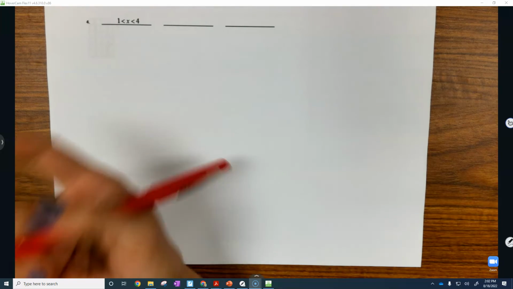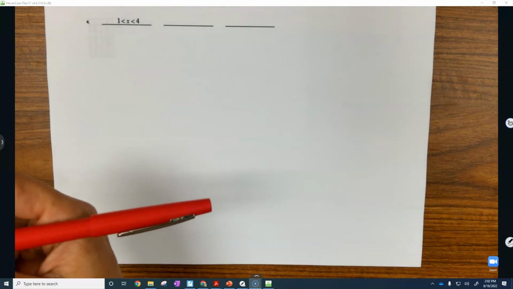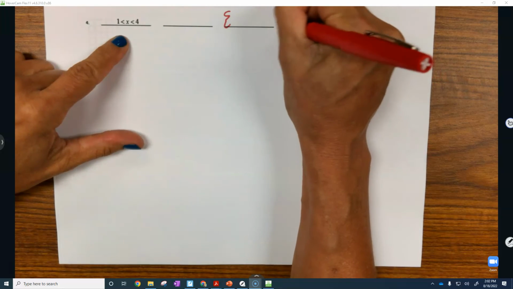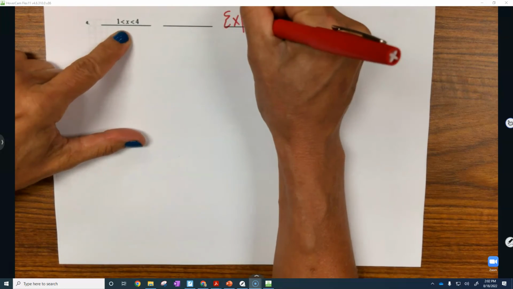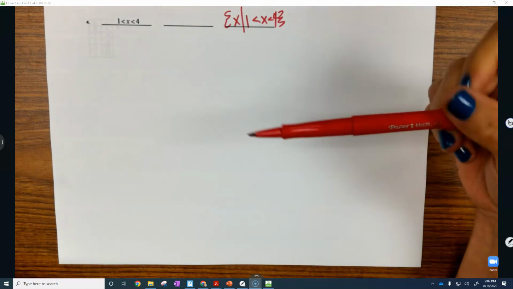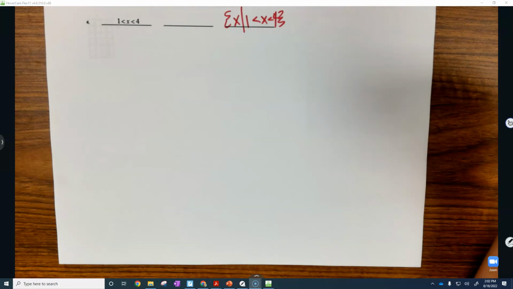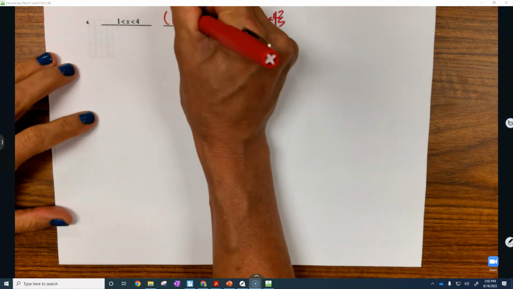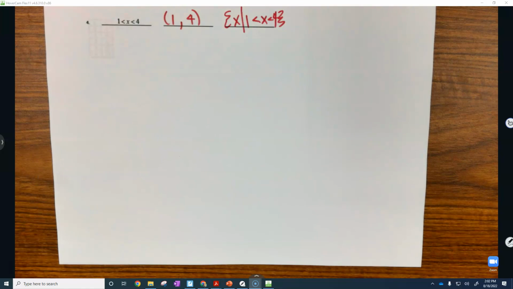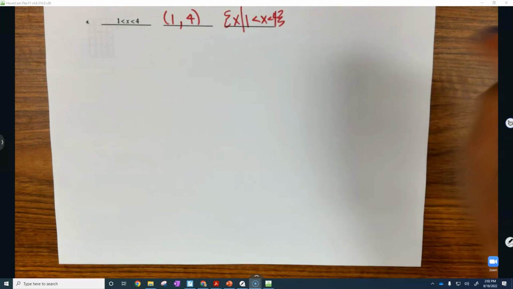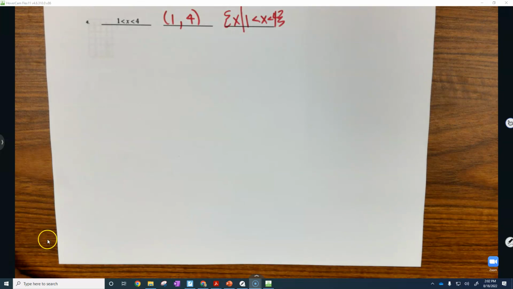Okay, so again, I know it's an and statement just because X is in the middle. So my set notation, I'm just going to recopy it in this format. And then remember your interval notation, there's not going to be an infinity symbol. It's just going to be from 1 to 4. And we're going to draw parentheses because we don't include them. Okay. Any questions? That's a review for interval notation.